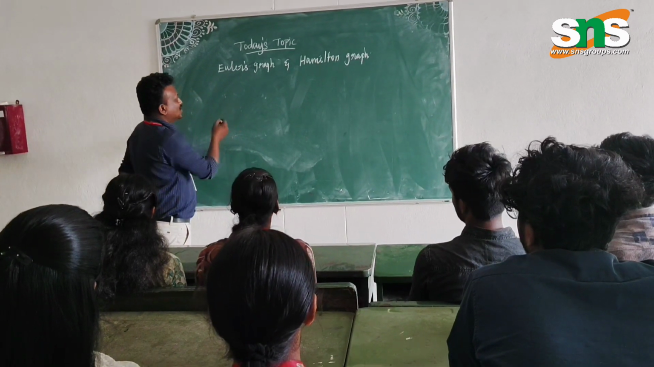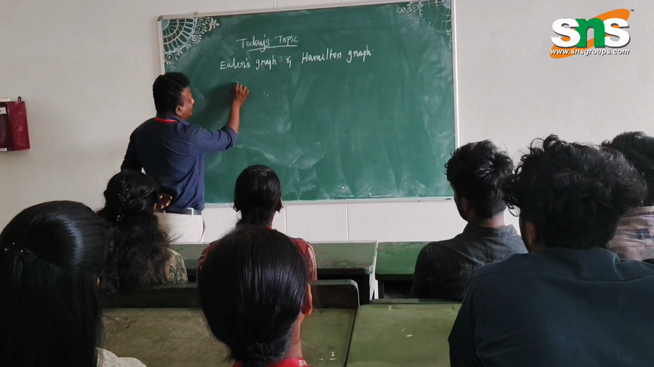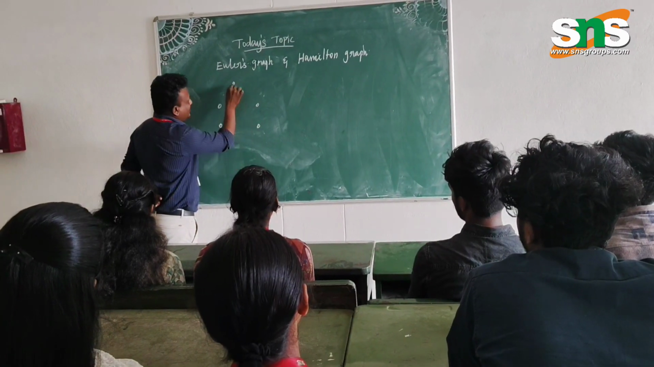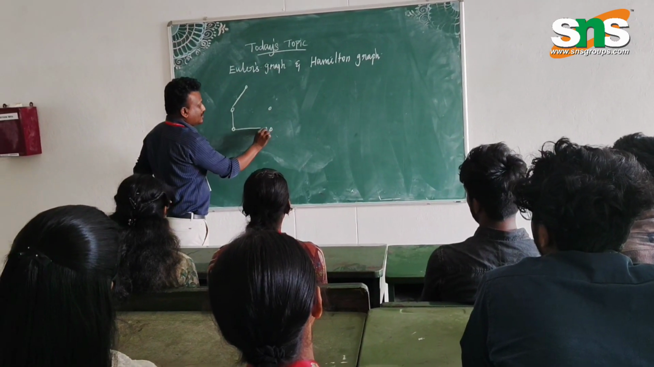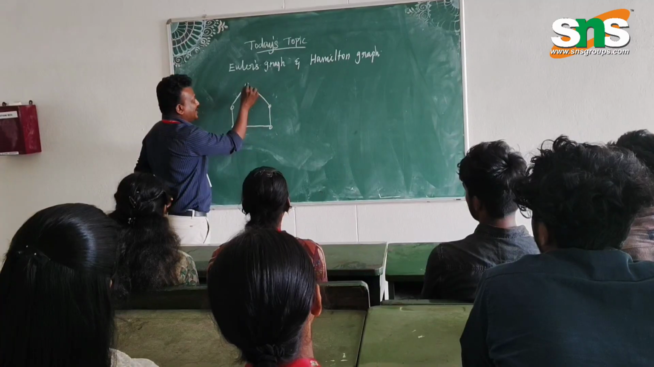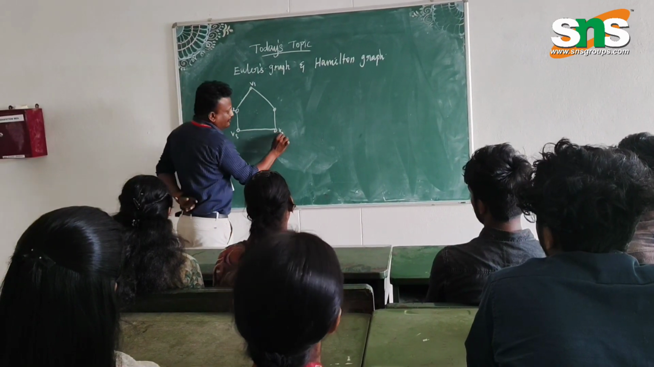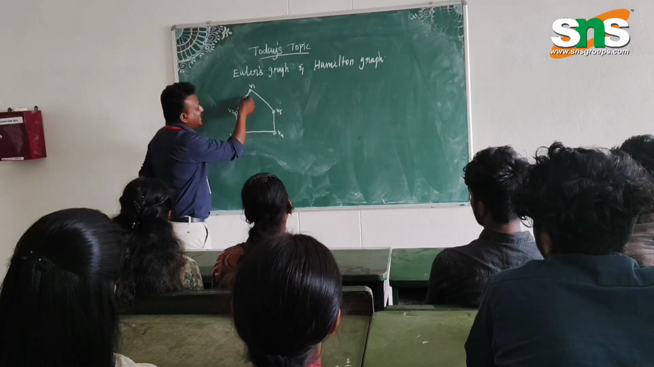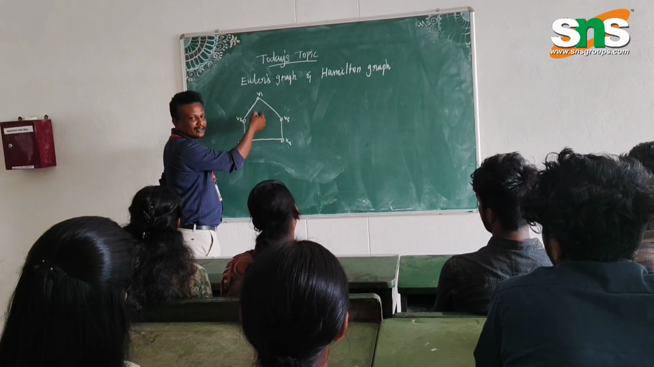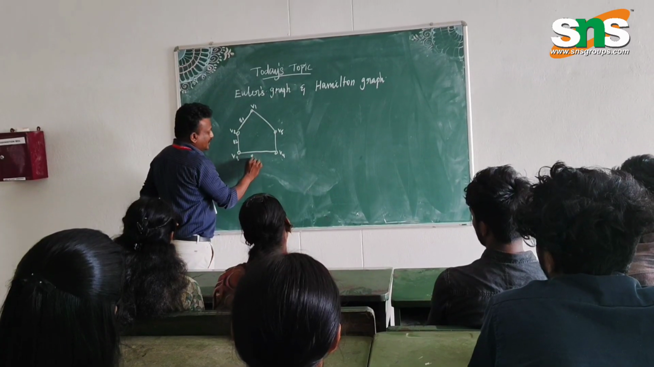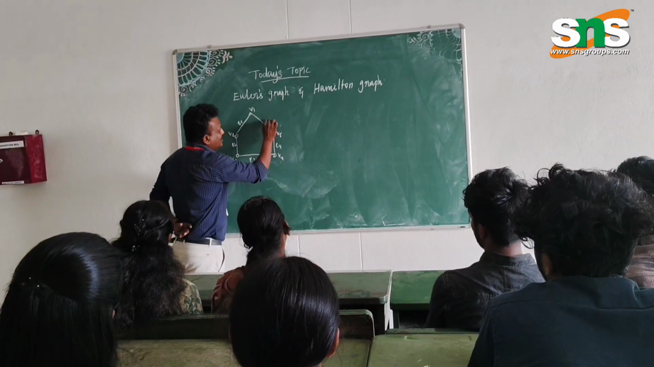So I can explain this concept through an example. Just let me draw a diagram. Here, how many vertices do we have? 5 vertices. We can name them V1, V2, V3, V4 and V5. How many edges are there? We can name the edges E1, E2, E3, E4 and E5.